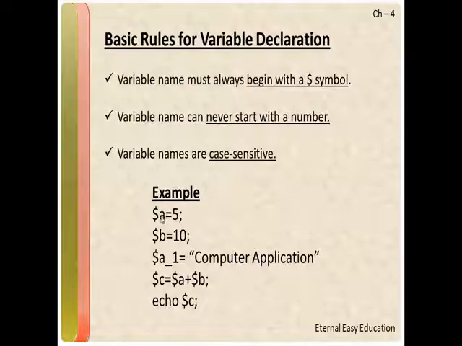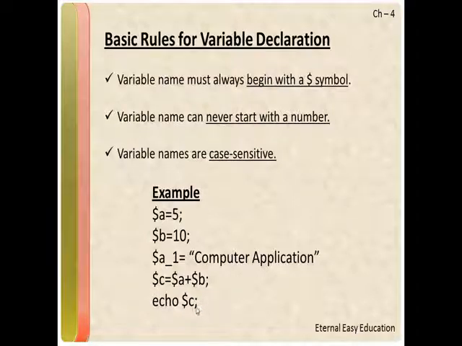Variable is a name. So we are going to create a name. The name must start with dollar symbol. Never start with a number. And it is case sensitive. What is the meaning? I can use dollar A, it's an alphabet. Dollar B, it's an alphabet. Dollar A underscore one. Alphabet and number can come in the name, but the first letter is the alphabet. So it is valid. Now it can be used in an equation and it is printed.